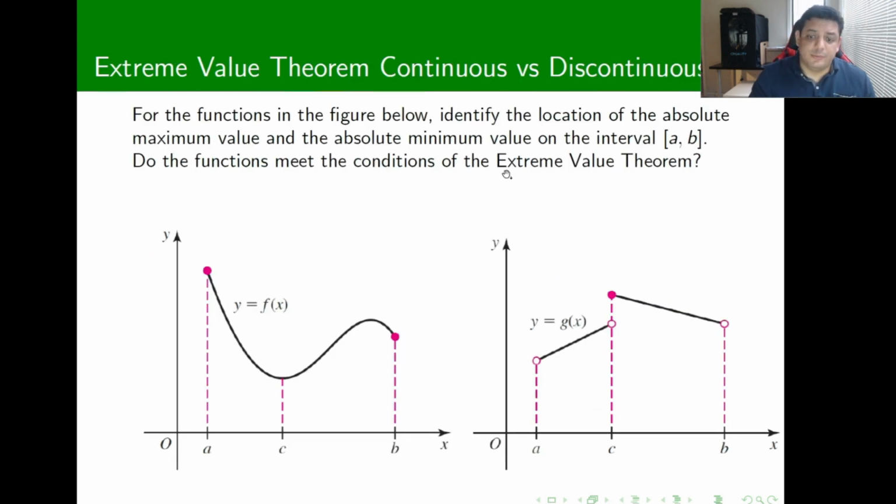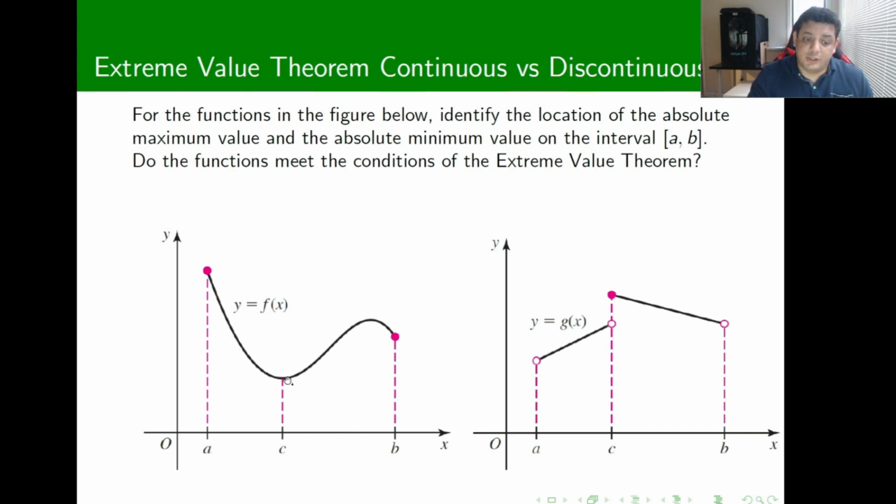So let's take a look at some more examples. For the functions here, we identify the location of the absolute maximum value and the absolute minimum value on the interval [a, b]. Notice clearly here the minimum is at c. This is the absolute minimum. And the absolute maximum is going to be the image of a. So here we have f(c), here we have f(a). f(a) is the maximum, f(c) the minimum. f(b) is not going to be anything in particular.